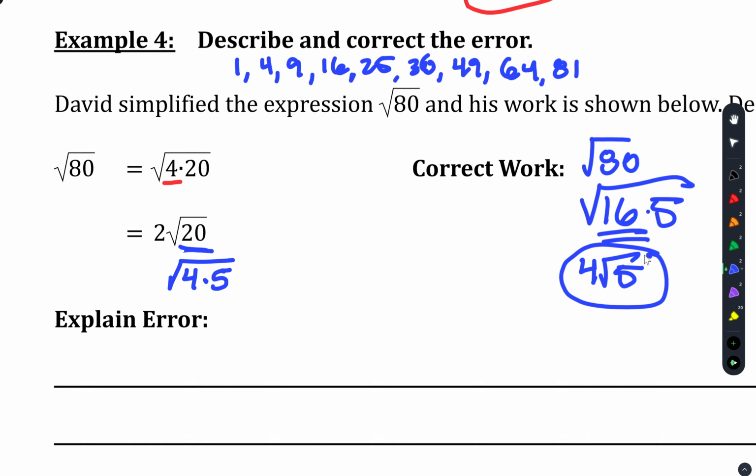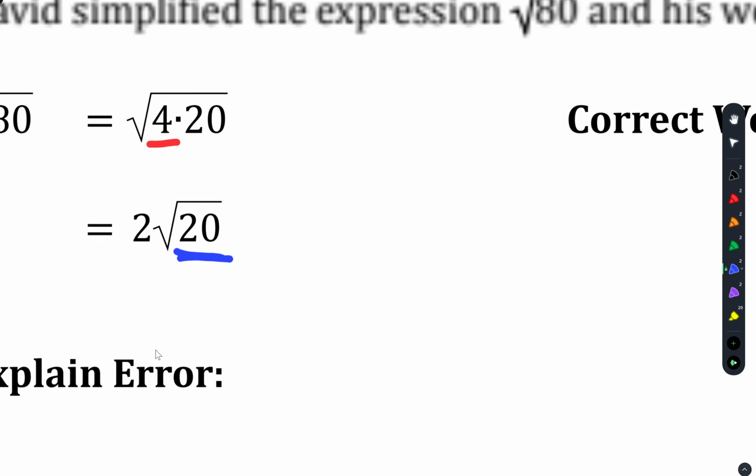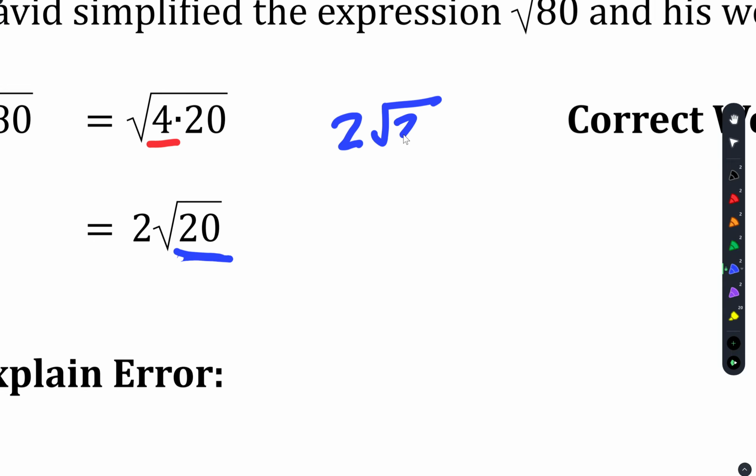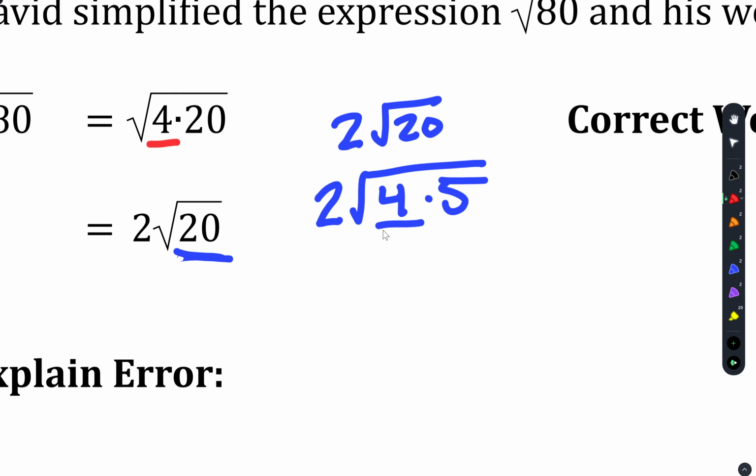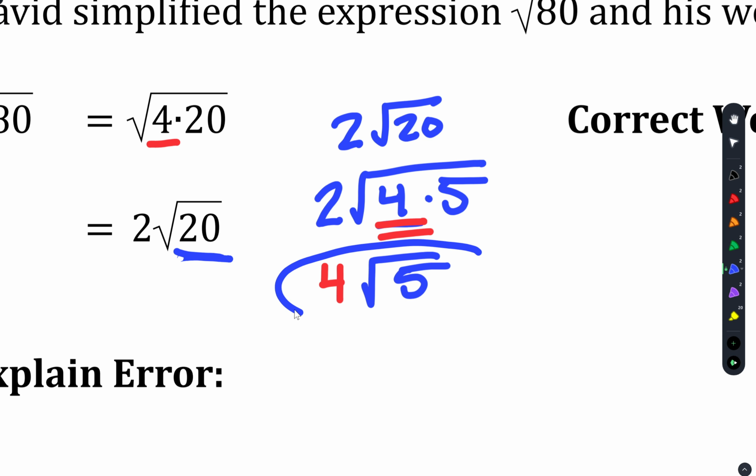However, if you are doing this in your work and you find that your final answer looks a little bit like David's, that's totally fine, because we can start with something that looks like 2 radical 20, and we can keep breaking that down. So 2 radical 20, like I said earlier, breaks down into 4 and 5, and then we're just going to keep going from here. So if your final answer ends up looking like David's, then no need to worry. We can still end up with the same final answer.